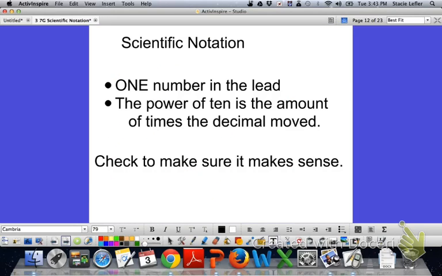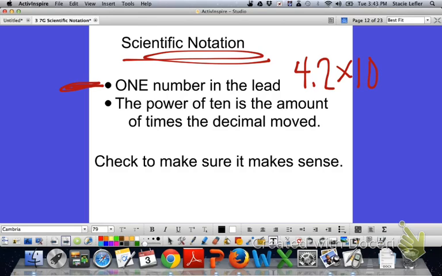In our next set of problems, we're going to take a regular number, which is standard form, and we're going to write it in our shortcut way of scientific notation. Some things to keep in mind. When you have scientific notation, there can only be one number in the lead. For example, 4.2 times 10 to the 7th, there's only one number to the left of that decimal point. It's one number as the leader.